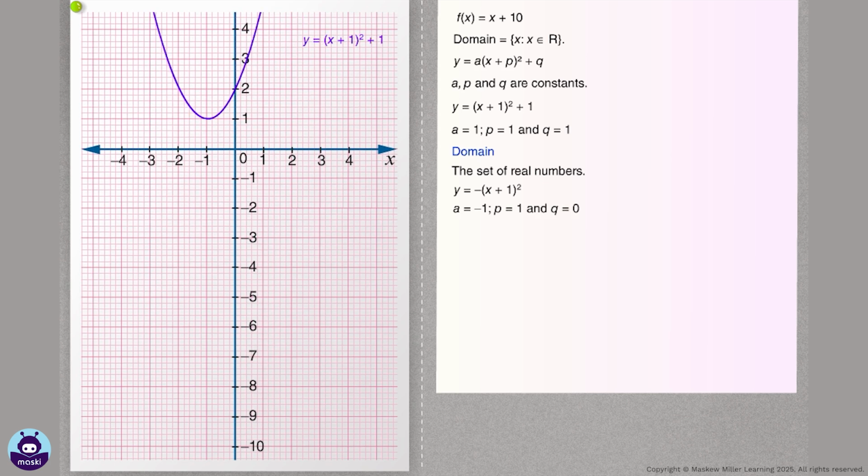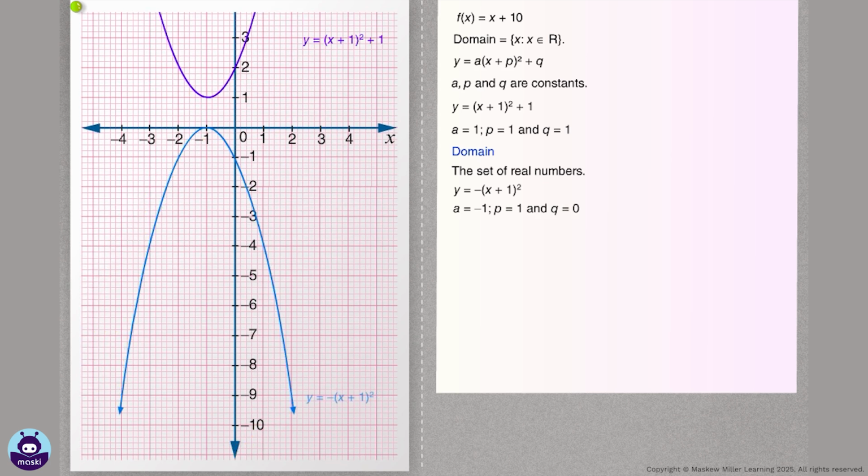The domain would be the same even if any one, two, or all three of a, q, or p are negative. The function is defined for all real values of x, so the domain of this parabola is also the set of all real numbers. Domain of the function can be written as: The range of a function is the set of all values that the dependent variable y can take.